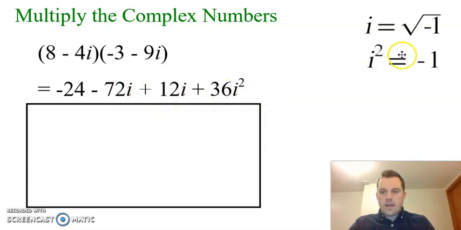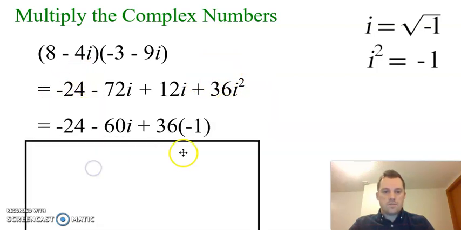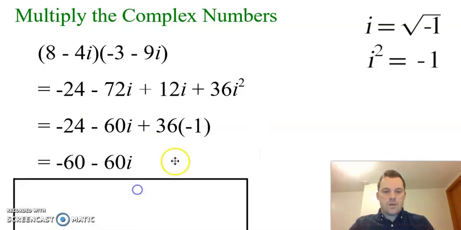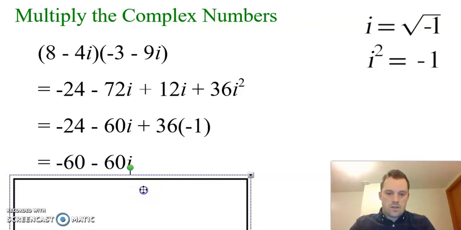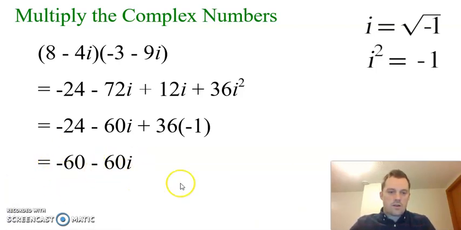Well, since i squared is -1, this is actually the same as -36, so I'm going to combine that with this constant here. So we actually get -60 minus 60i. And you might think, well, I can just factor -60 out. Well, then it's not really written in complex number form or notation, so we want to leave it like this. So we've got our real component here and our imaginary component.